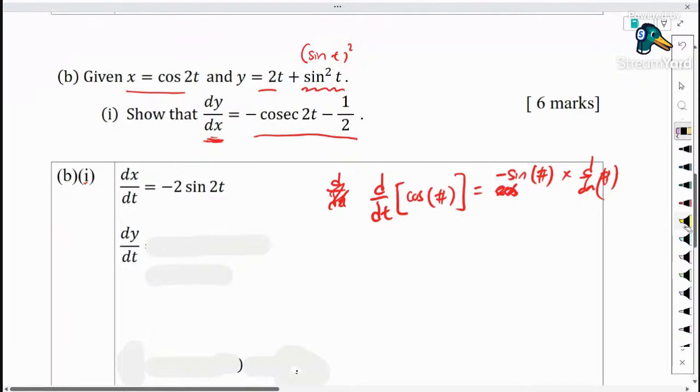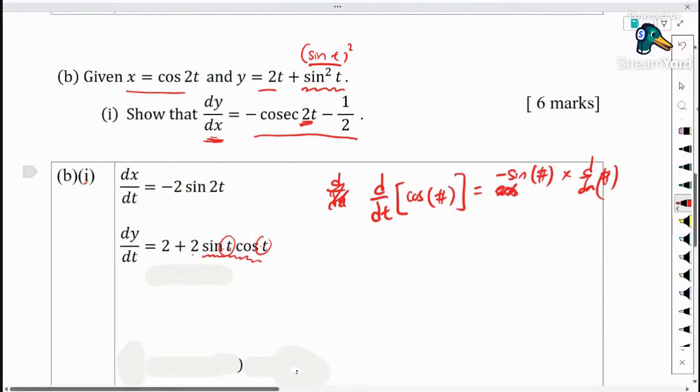Differentiate y with respect to t. 2t, you differentiate, you get 2. By power rules, you differentiate, you get 2 sine t cos t. Reaching here, if you realize the angle here is t, but the final answer is 2t. So we try to find whether there is any way that we can convert the t into 2t. And here, you find out that the conversion is possible.